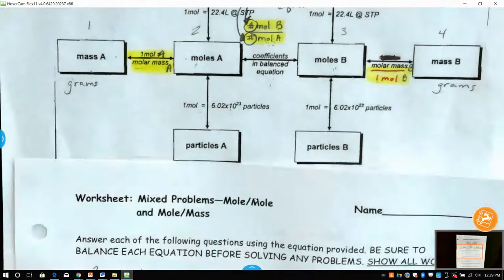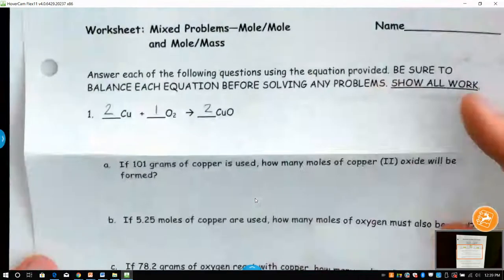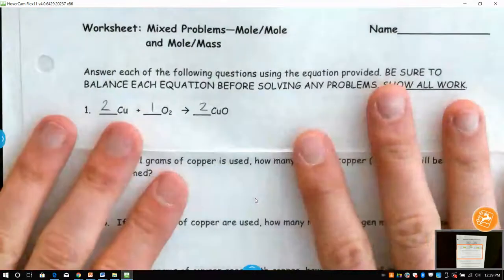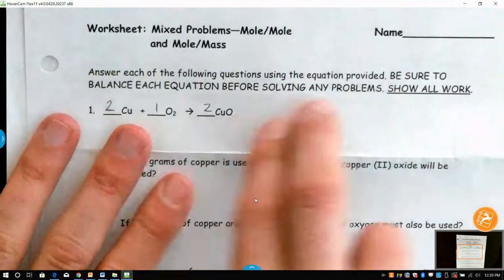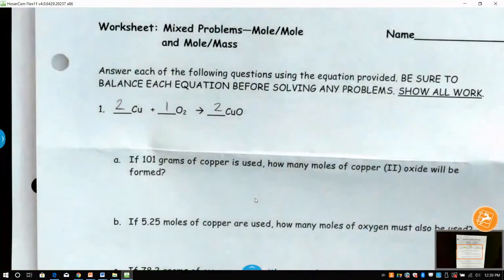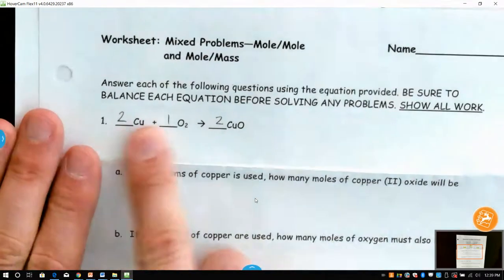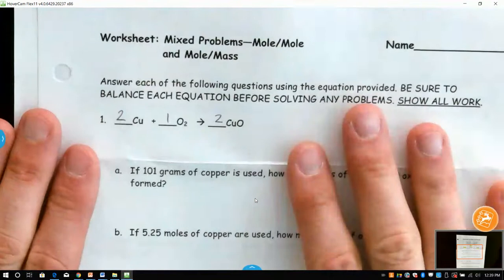Okay, guys, so today's assignment, you have mixed problems. So you may not be going just straight from mass to moles or mole to mole, or it's a mix. So you have to be very, very careful on what we have. You have to be very good at identifying what we're given, all right, and what we're looking for. First thing you need to do, make sure we start with a balanced equation.